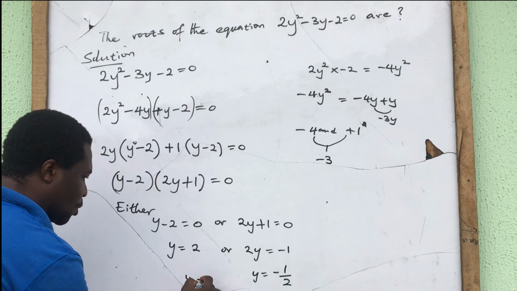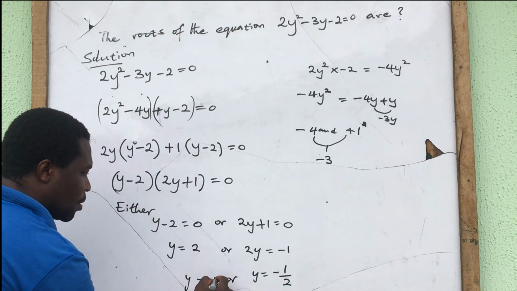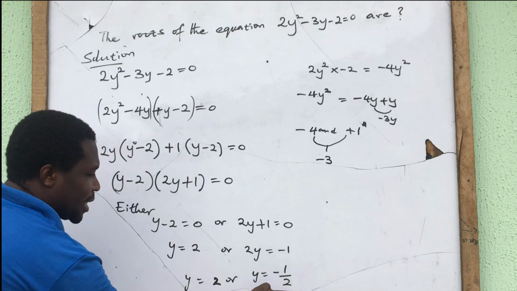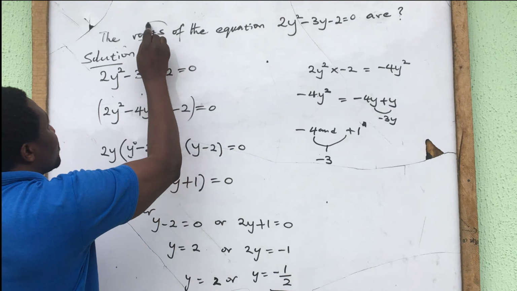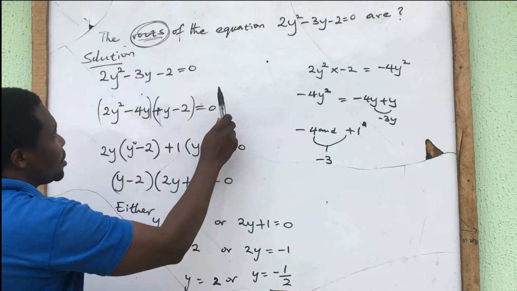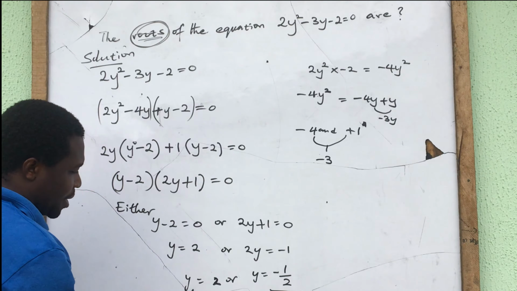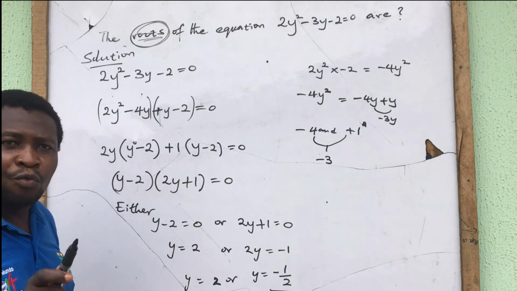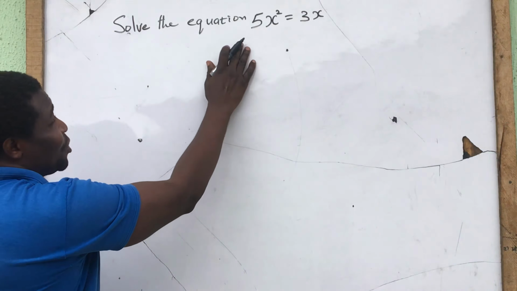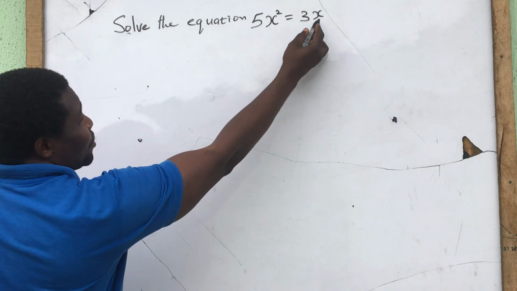So y equal to 2 or y equal to minus 1 over 2. So these are the roots of the equation. These are the roots of what? The roots of this equation are y equal to 2 or y equal to minus 1 over 2. Solve the equation 5x squared equal to 3x.